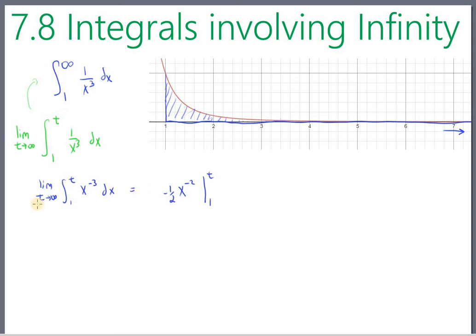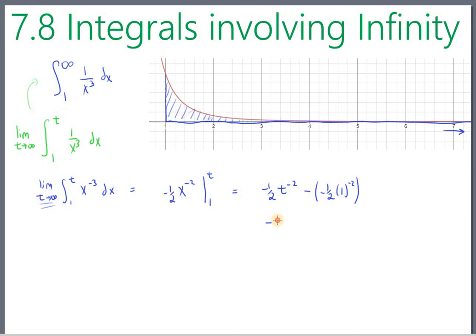This is still the limit as t goes to infinity, but let me get one more step down the line here. So plug in t, plug in 1. So you get -1/2 t to the -2, minus -1/2 times 1 to the -2. And let me simplify this just a little bit.